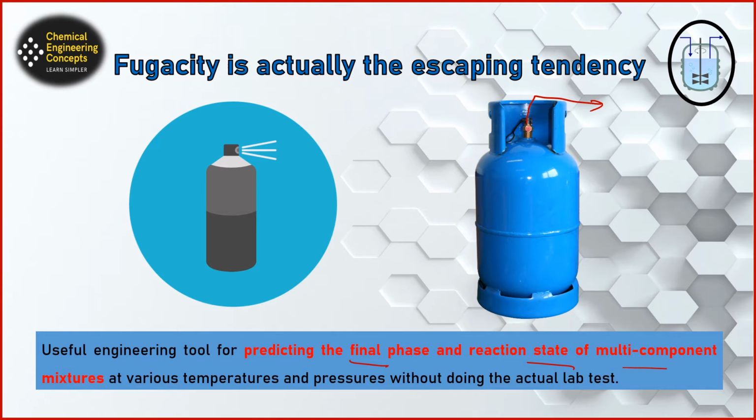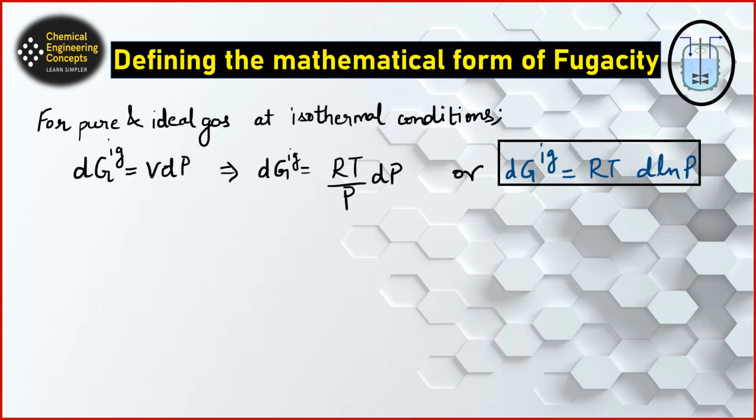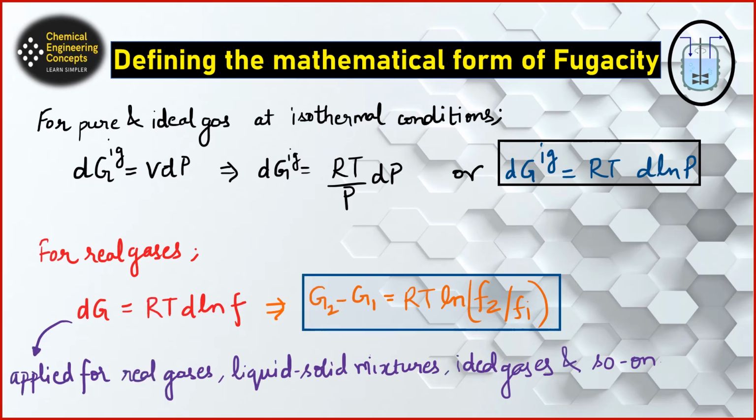Now, guys, have a look at the mathematical form, or the mathematical significance, of the fugacity concept. To introduce it, first we will take the concept of the pure ideal gas. The change in the Gibbs free energy for the ideal gas at isothermal condition, that is, constant temperature, can be represented by this. I hope you are following this, right? V can be replaced by RT by P, because it's the ideal gas.